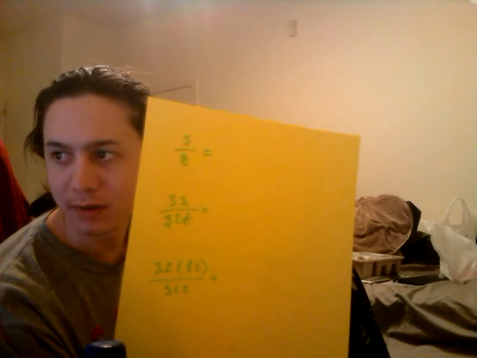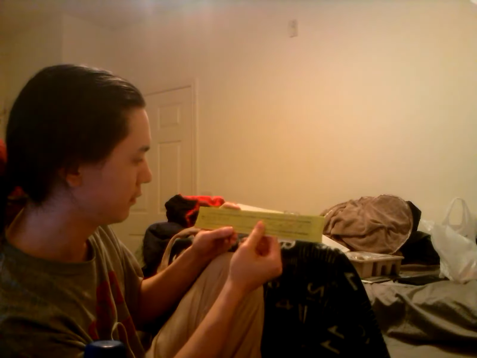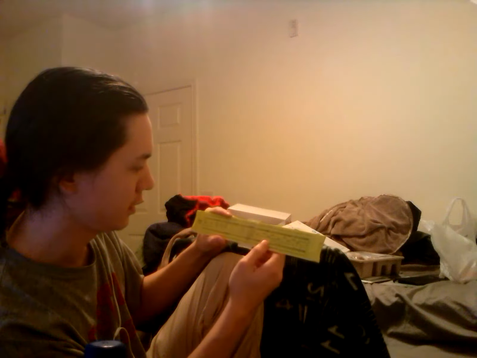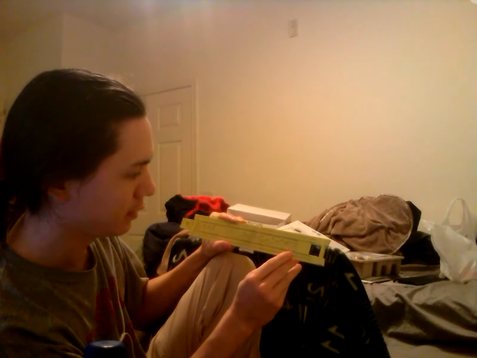Hi, this is how to use a slide rule, but this is basic division. Alright, so we have on the top there 3 divided by 4. Okay, so you take 3, and then you move the 4 on top of it, and you read your answer here.